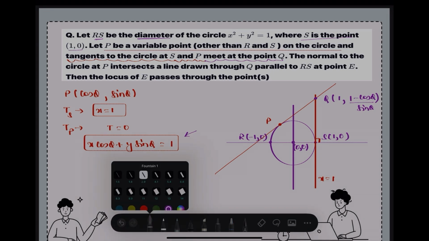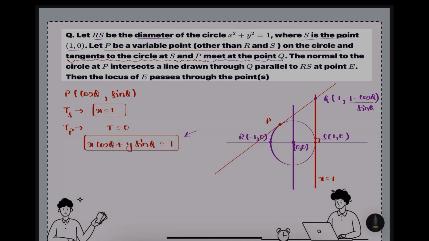Now let's proceed. The normal to the circle at P. Now you are talking about the normal to the circle at P, which intersects the line. Okay, wait. We will find the normal to the circle at P. You know that the normal of a circle will always pass through the center, right? So let's find out the equation. P we already know.